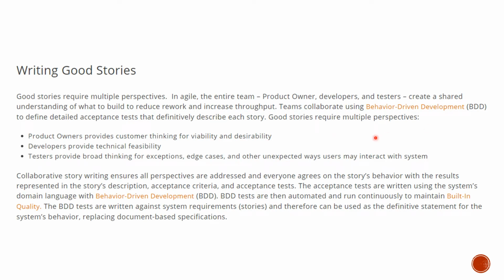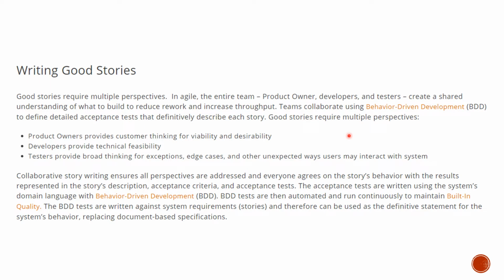So how do we write a good story? Good stories require multiple perspectives. In agile, the entire team, the product owner, developers and testers, create a shared understanding of what to build to reduce rework and increase throughput. Teams collaborate using behavior-driven development to define detailed acceptance tests that describe each story. So it is very important that a good user story has multiple perspectives.